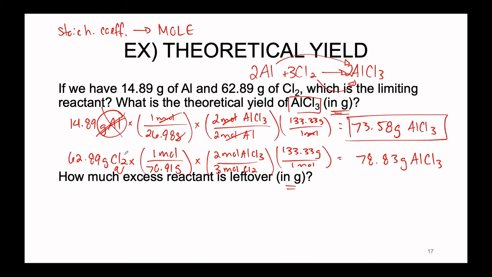This means that we will have a little bit of chlorine in excess, and we will never be able to reach our maximum potential. We cannot get up to 78.83 grams because the aluminum gets used up. So the 73.58 grams of aluminum chloride will be our theoretical yield. And the aluminum, the corresponding reactant that gave us this calculation, will be the limiting reactant.